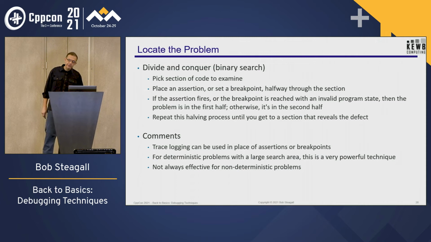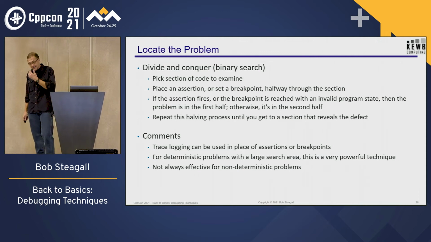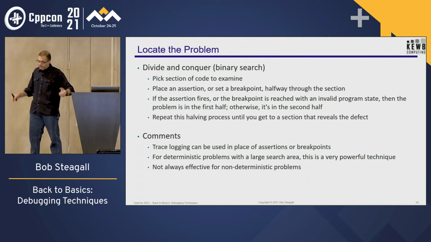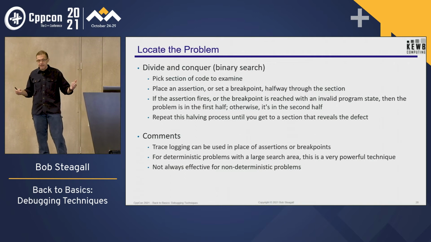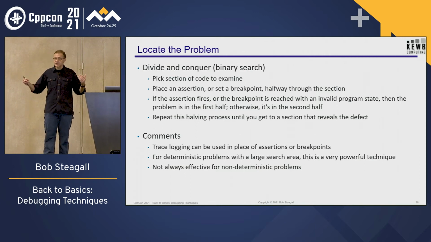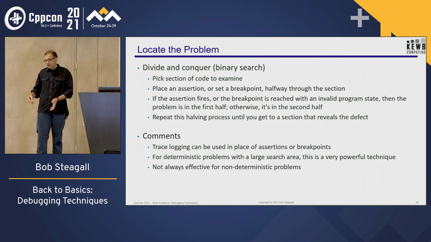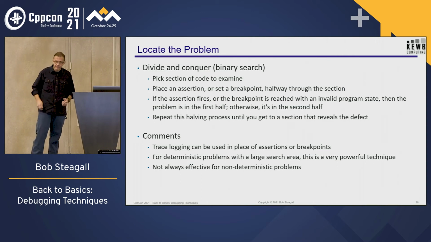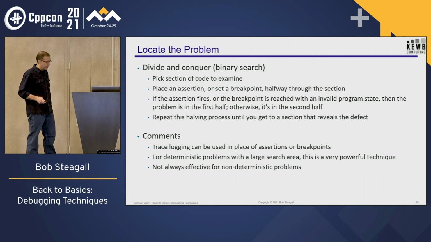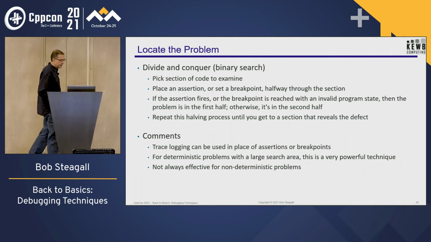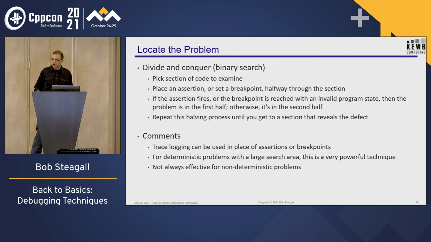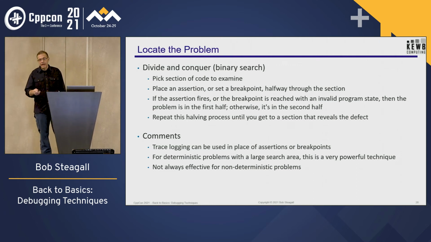It's not always effective for non-deterministic problems because, as I said, you could have a large distance in time and space when you do this. And here, the distance in space is the important one. If you narrow down code here, it doesn't really help you if the problem is over here. But it's still a very powerful technique. And we probably all do it unconsciously, and all I've done is just slap a label on it.